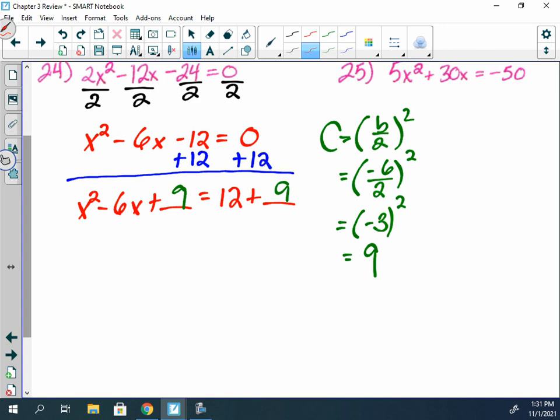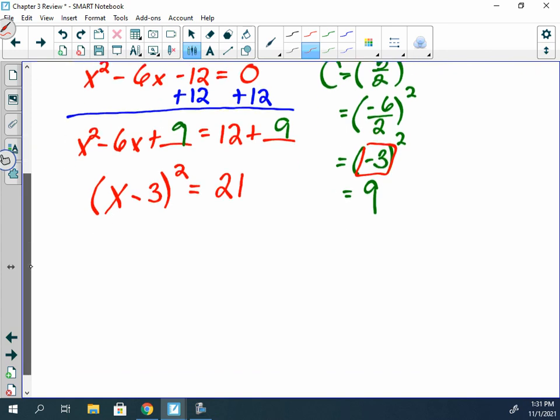Now at this point here, we'll rewrite this as a set of parentheses squared. We'd have x, and then we need the number inside the parentheses before we square it, which would be negative 3. So we have x minus 3 squared. And 12 plus 9 is 21.